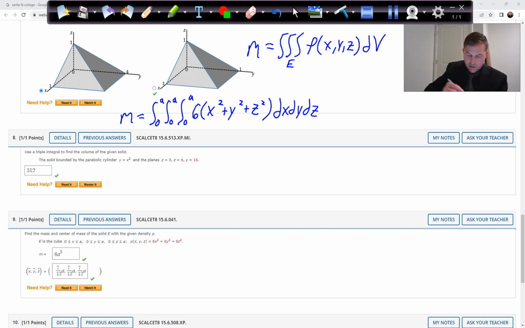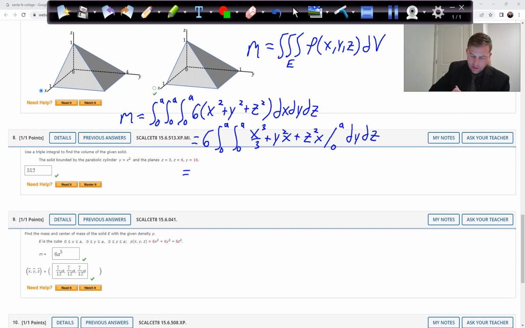So we're going to get this equals 6, 0 to a, 0 to a. X is our only variable, so it's going to be x cubed over 3 plus y squared times x plus z squared times x. But we're plugging in from 0 to a. So we're going to get 6, 0 to a, 0 to a of a cubed over 3 plus y squared a plus z squared a, dy dz.